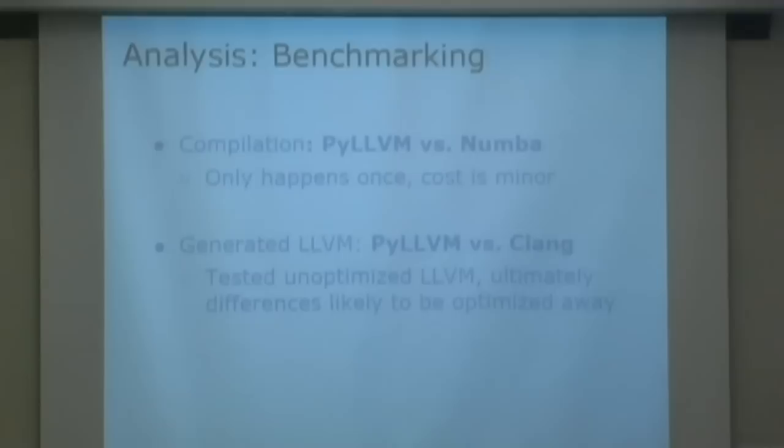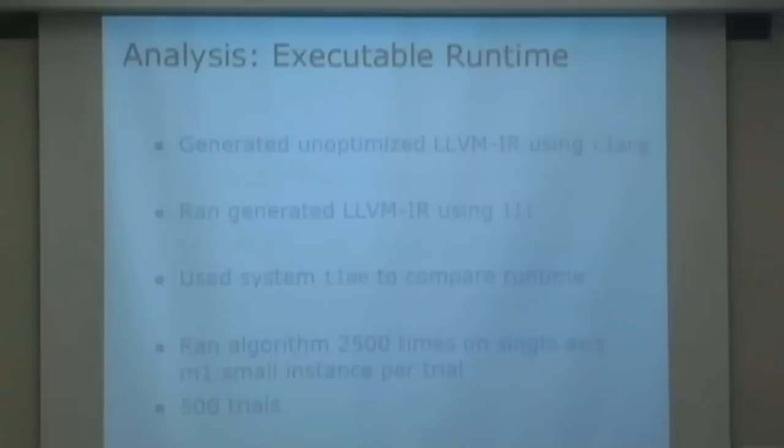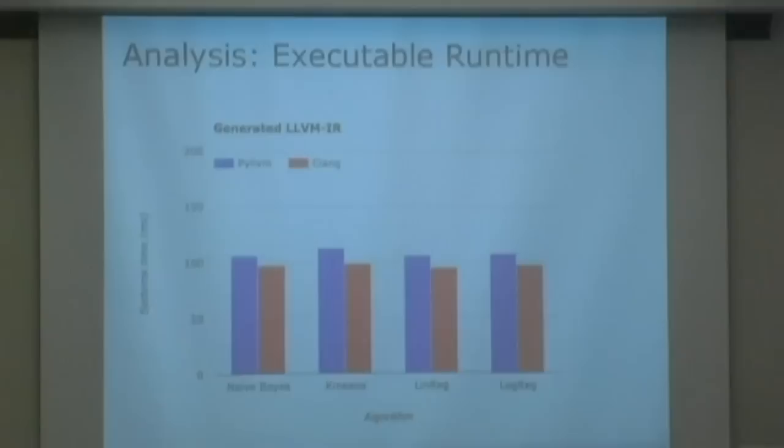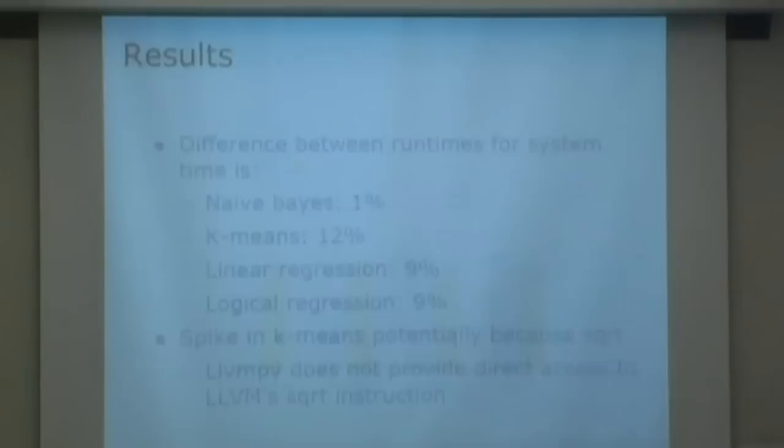So comparing the actually generated LLVM, we got unoptimized LLVM-IR from Clang that was compiled down from a C++ function. And we compared it to the LLVM-IR that was generated using PyLLVM. We used LLI to run them and system time to compare. So these are the results. As you can see across the board, PyLLVM is slightly slower. That's the blue bars, which are slightly higher because they take more time. What's interesting here is that while we're slower, we are not that much slower.